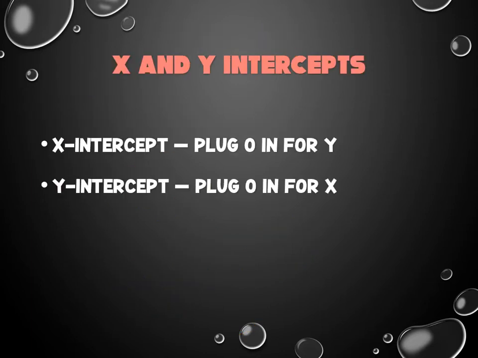Then we get intercepts. So again, something we've done a lot this year, but just to review it real quick because it's super important. X-intercepts, to find them algebraically, we're going to plug 0 in for y. Y-intercepts, we're going to plug 0 in for x. If you're looking for it from the graph, the x-intercept is where the graph crosses the x-axis.